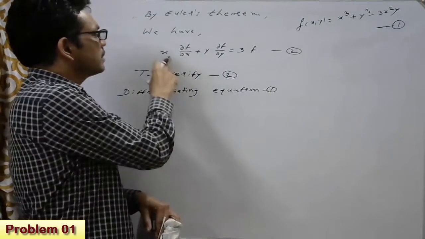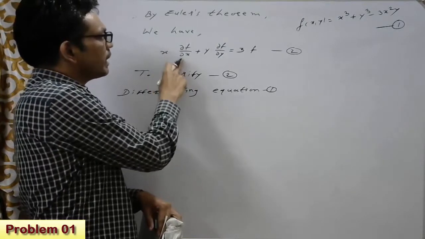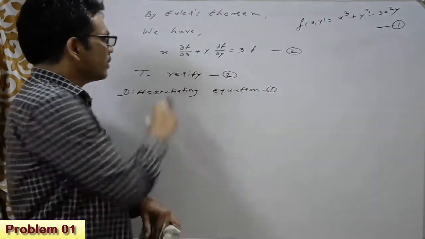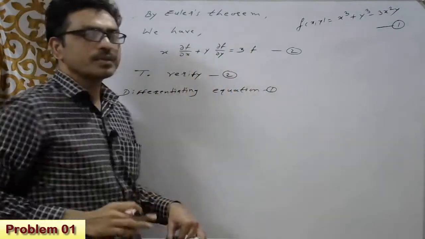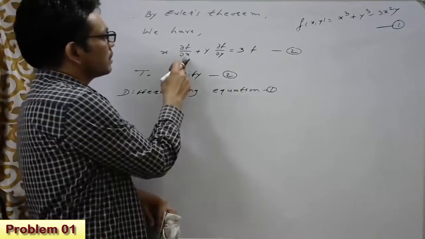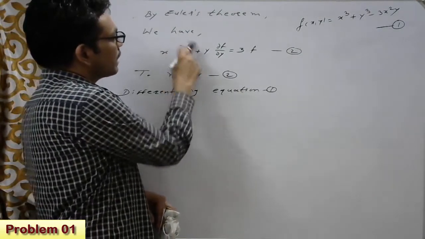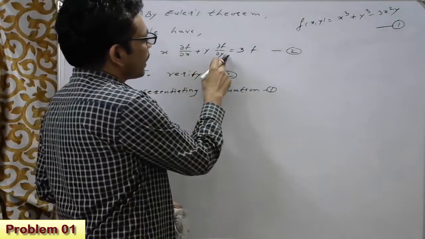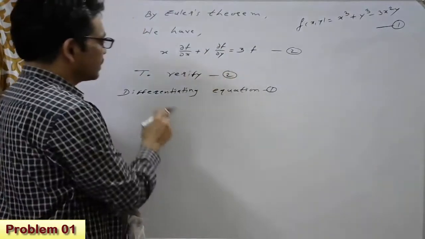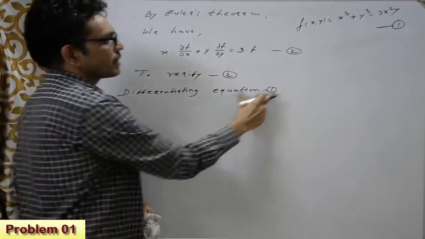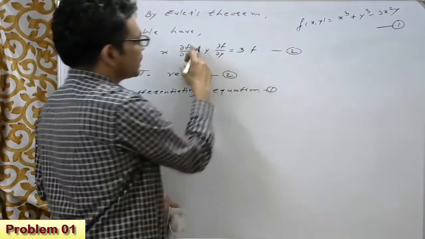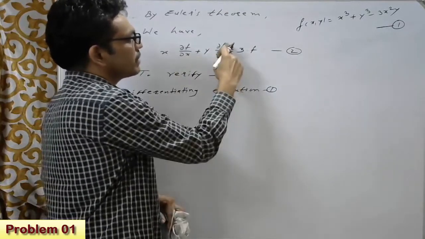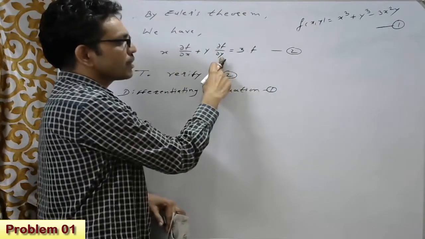What is Euler's theorem? Euler's theorem is x into del f by del x plus y into del f by del y is equal to 3 into f. Here we have to verify equation number 2. So for this, we need to find the value of del f by del x, and also the value of del f by del y. So for this, differentiating equation 1 first partially with respect to x, and in the second part differentiating function f partially with respect to y.